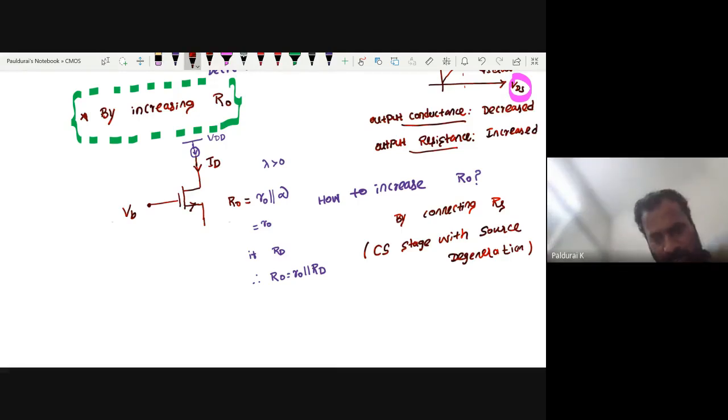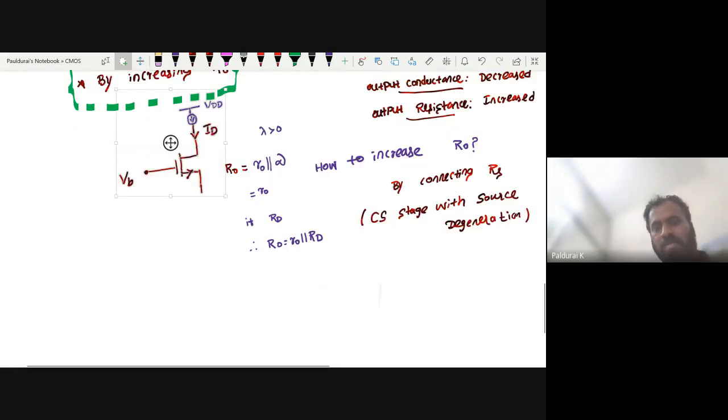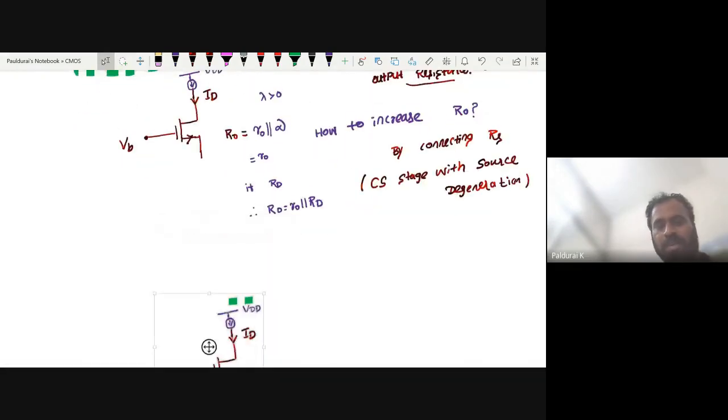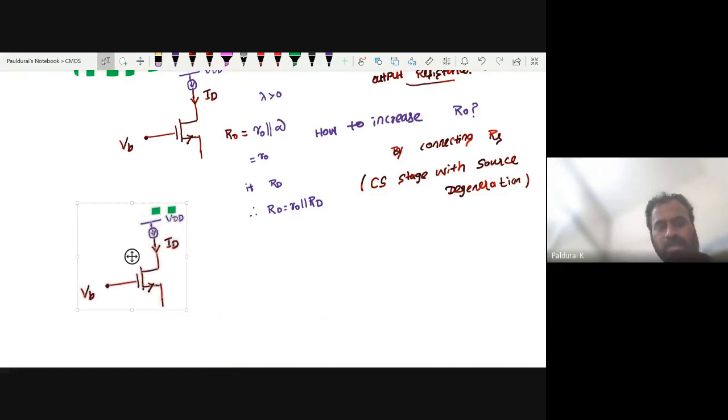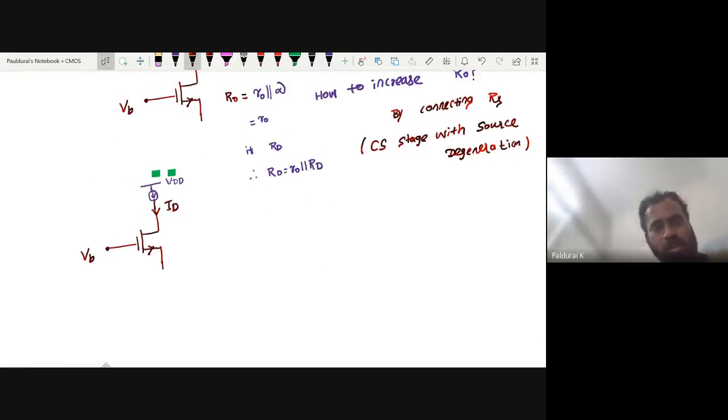Suppose we connect, okay, let me copy this here and paste. Now take the same common source stage. This time I want to increase the output resistance. So as I told, just connect RS. Okay. So now what is the output resistance?